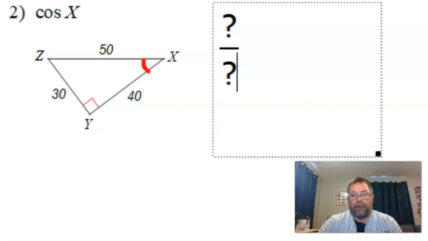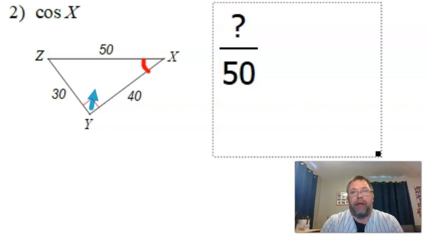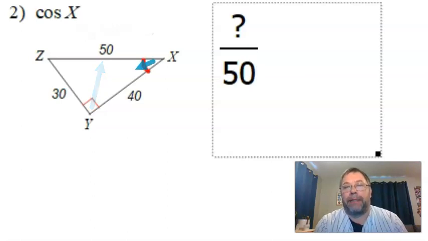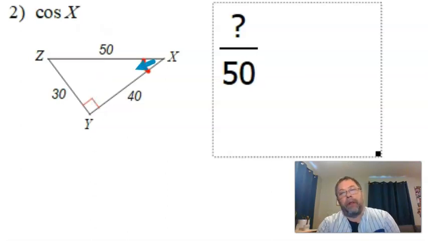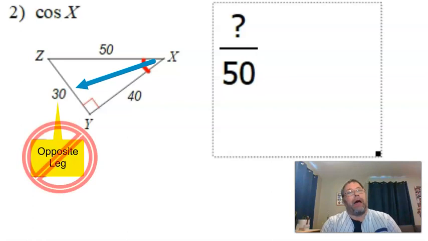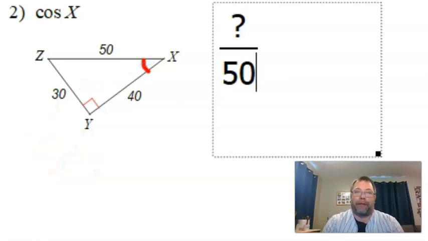Now, right away, I know the hypotenuse in this one is 50. If I draw an arrow through the right angle to the opposite side of the right angle, I hit the 50. That will always be my hypotenuse. Now, when I go back to x, if I draw an arrow through x to the other side, I hit 30. That's my opposite leg. I don't want that one. I want my adjacent leg. So if 30 is my opposite leg, that means that 40 is my adjacent leg.